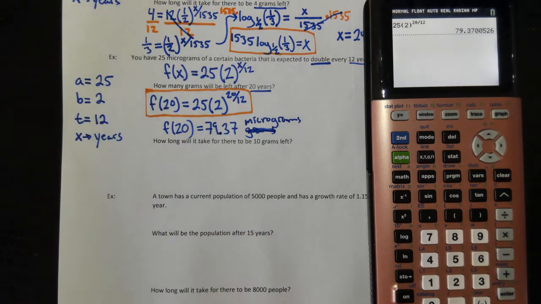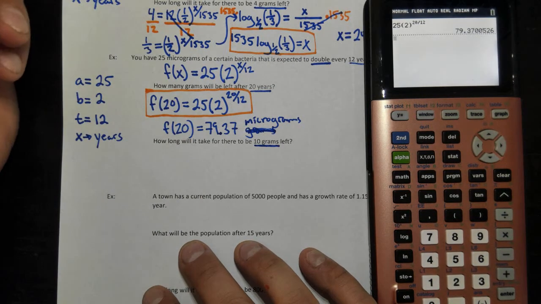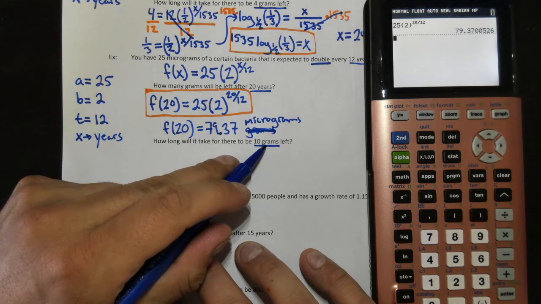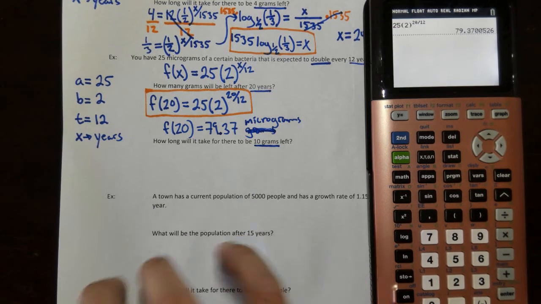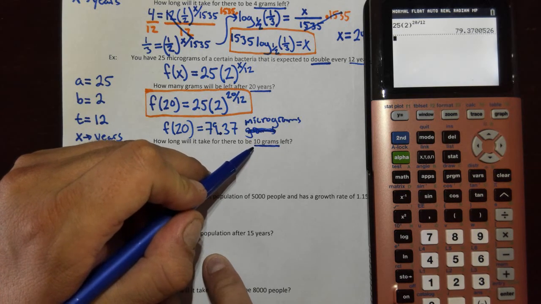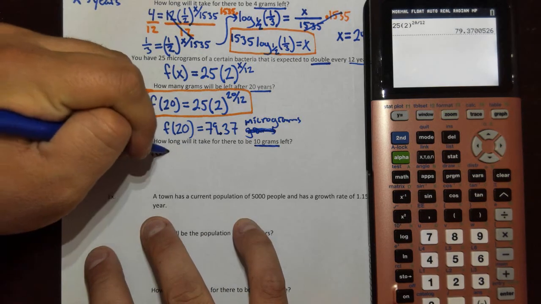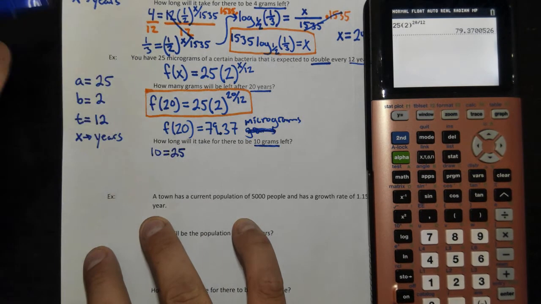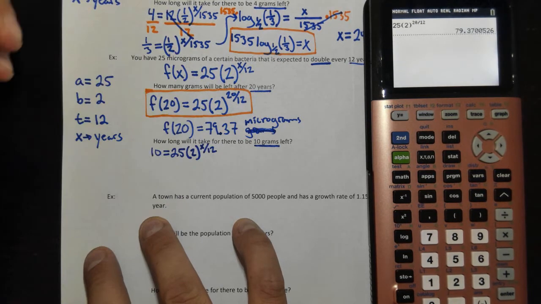All right, awesome. And then how long will it take for there to be 10 grams left? Well, again, we're talking about grams. Oh, sorry, micrograms. I goofed. These should say micrograms. I apologize. So again, this is a microgram value. It's not a year value. So we're going to set our function equal to 10. So we're going to have 10 equals 25 times 2 to the x over 12th power.